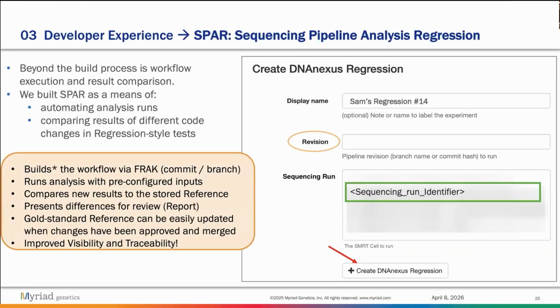And it will build your workflow if you have not previously built it from that commit. It will run the analysis with pre-configured inputs and then compare the results it gets after completion to the stored reference results. It will then present any differences for review in a report. And if you're making code changes that result in changes to outputs, you can then update the gold standard reference analysis for future runs to be compared to. It also gives improved visibility and traceability. As I said, we are heavily regulated and we often need to know exactly what commit a particular run came from.